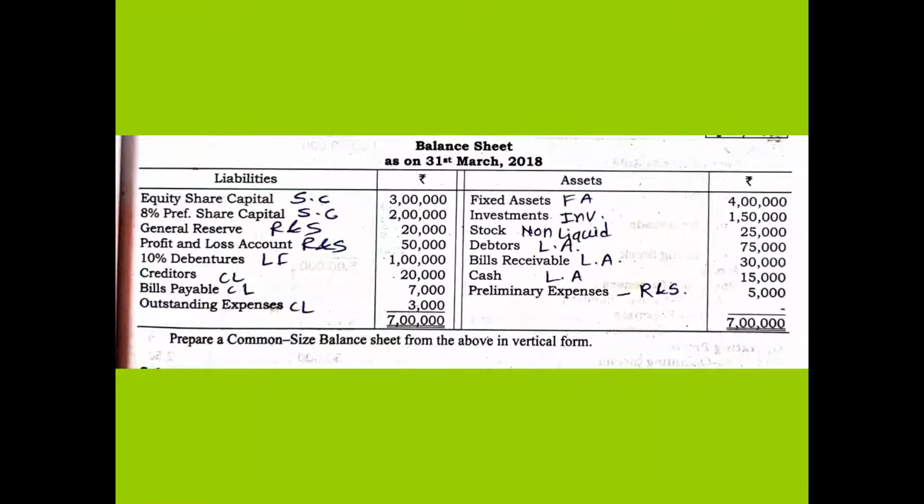Then stock is the non-liquid asset, or we can say it non-quick asset. Debtors, bills receivable, cash, all three are liquid assets. That means they can be converted into cash very easily, but it takes time to convert the stock into cash, so it is non-liquid asset or non-quick asset. Both names can be used interchangeably. So let us see the next step.